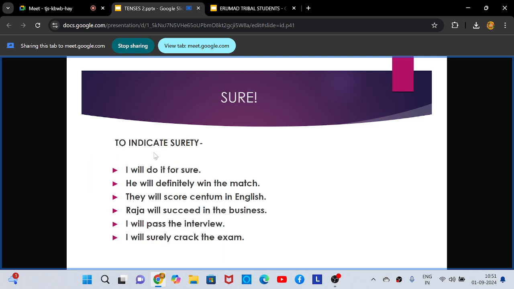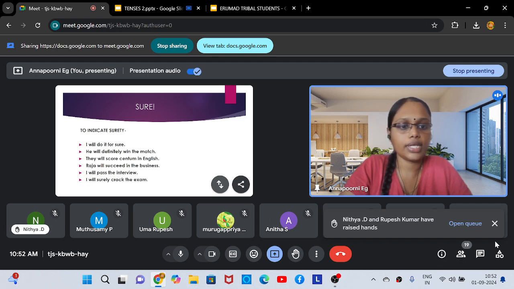Now finally we can use will or shall to indicate surety. So when expressing surety, it is better to use will than shall, because will is more powerful than shall. So rather than using shall, to express surety you can use will. So who can read this?